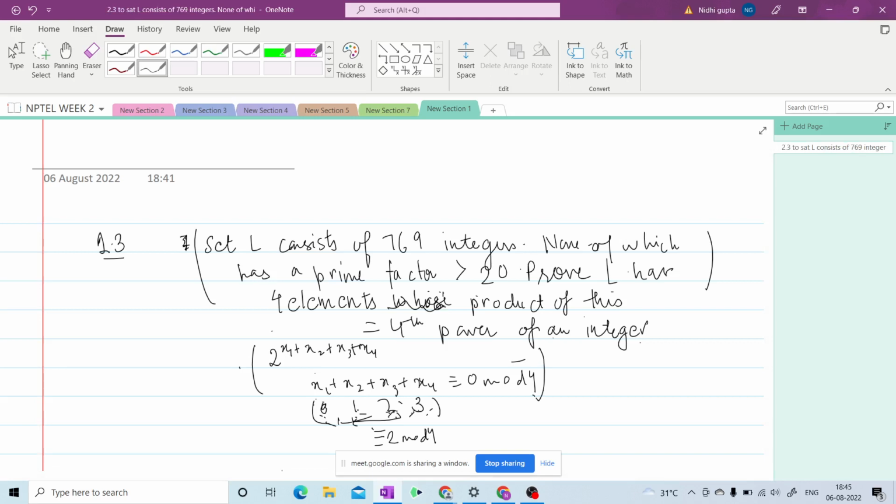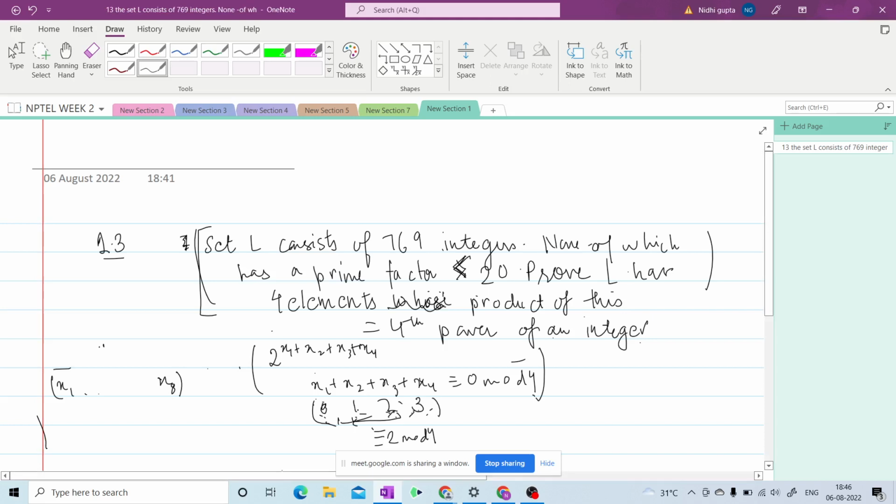Do you mean individually the 2 raised to the power x1, or in totality x1 plus x2 plus x3 plus x4? If we go with even and odd, I'll tell you one thing. First of all, you have to see what factors less than 20 there are. There are 8 of them. So you have a tuple of 8 things, x1 to x8, and you have 769 tuples like this.